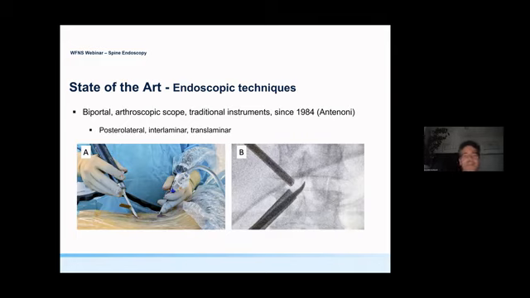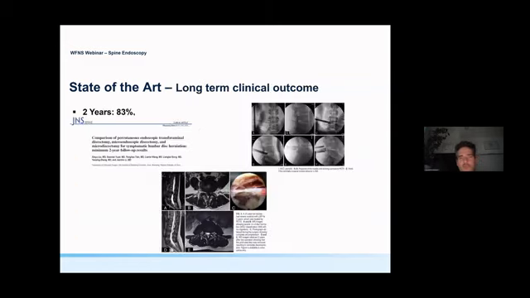And then lastly, the biportal endoscopic system that has been first described by Antoni in 1984. And now it got back on the market, or it's popularized, and a lot of publications came out lately that reported that this technique is as safe as the microsurgical technique too.